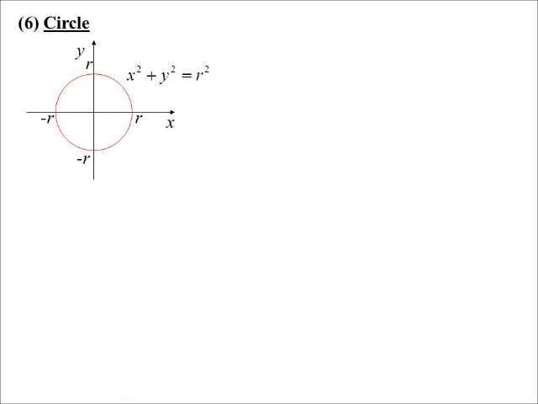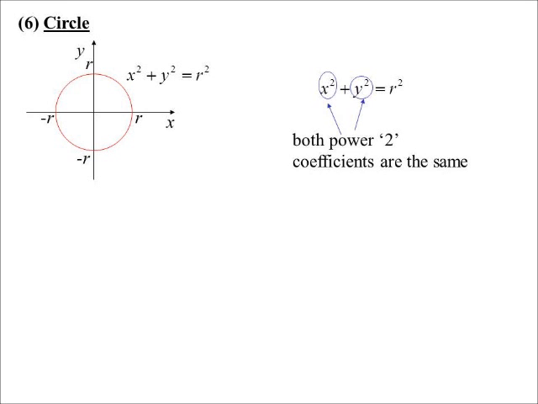Circles. There it is. X squared plus y squared is the radius squared. So now, when you recognize it, you go, oh, look, both of the powers are 2. So the highest power of both of them is 2. But not just that, the coefficients are also equal. So that's important. Like if you had x squared plus 2y squared, that's not going to be a circle. Coefficients have got to be the same as well.